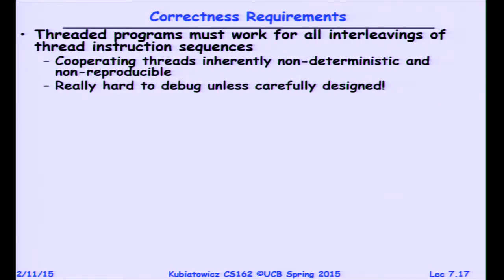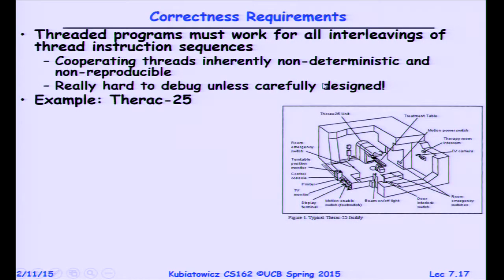So threaded programs have to work for all interleavings, have thread sequences, and cooperating threads are inherently non-deterministic and non-reproducible, and they're very hard to debug unless you design them correctly up front. And I wanted to give you a couple of examples. So I put up last time, and I eventually moved it to this time, some readings which are kind of interesting and sobering. Certainly the Therac 25 example is very sobering.